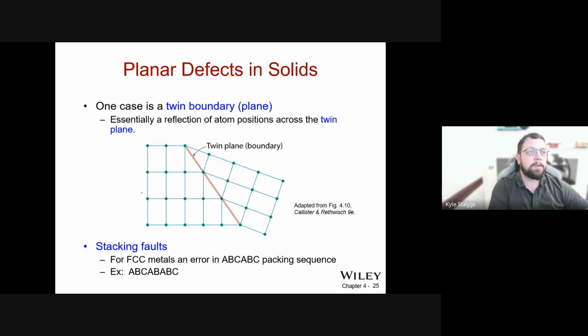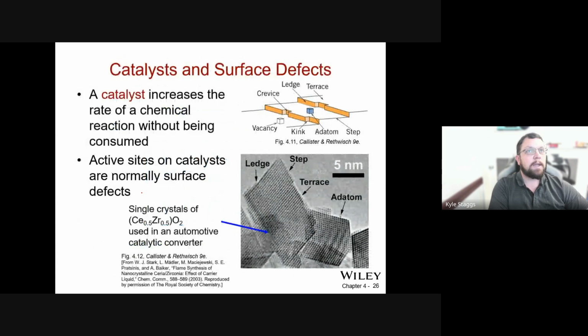So there are some examples of those in real materials. For face-centered cubic, there are stacking faults that can happen. So it's no longer the ABC, ABC packing sequence. It could be ABC, AB, ABC. And those stacking faults are a little bit different.